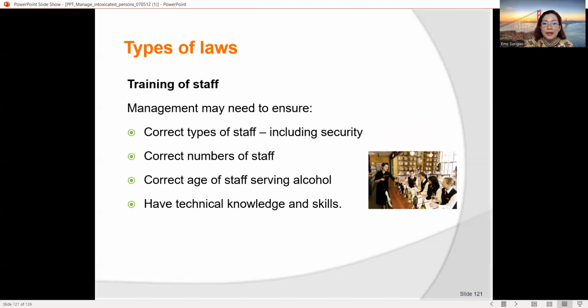Train your staff. Management may need to ensure that the correct types of staff, including security, are checked. Correct number of staff needed to control whatever situation may arise. Correct age of staff serving the alcohol. Have technical knowledge and skills.